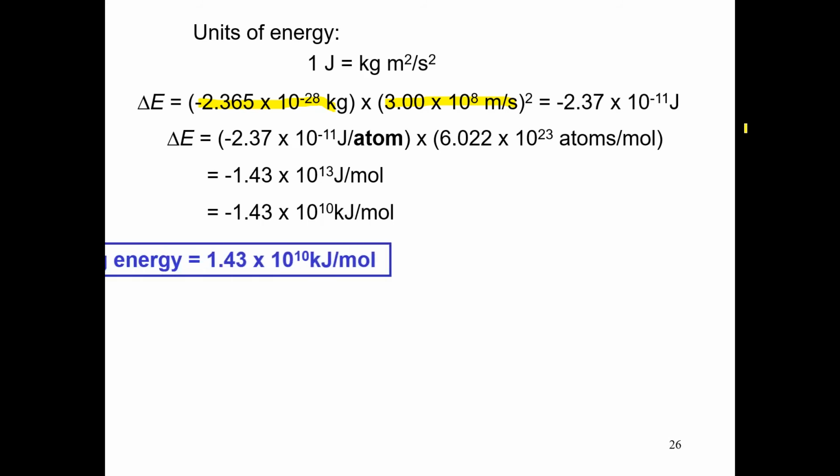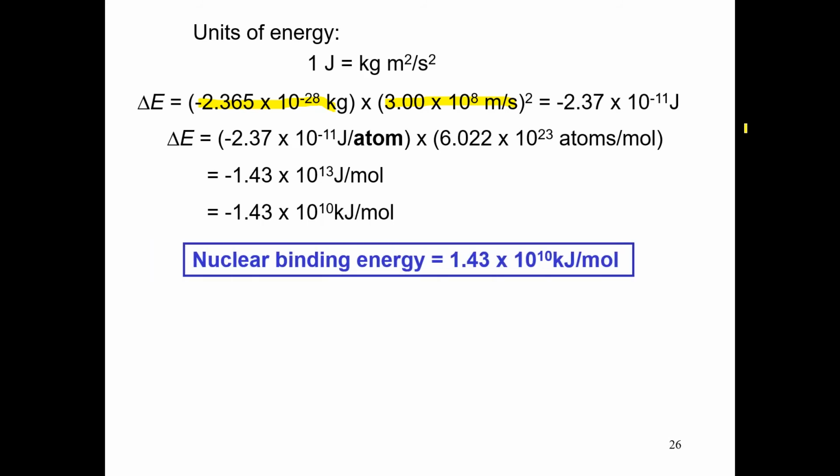So we're going to call this the nuclear binding energy, 1.43 times 10 to the 10th kilojoules per mole, the amount of energy that would be required to break up a mole of fluorine-19 atoms into their component subatomic particles.